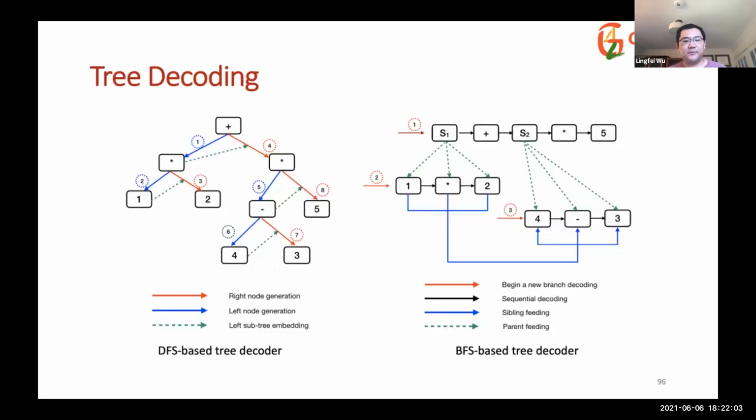There are potentially different ways to do the tree decoding. For a tree, we can use a depth first search based method to decode the output. We can also use a breadth first search based method to do the tree decoding. Both have different advantages and disadvantages, and we tend to choose the second way.